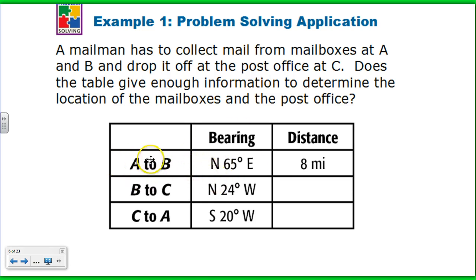We have AB, the segment AB would be found if we just face north and then turn 65 degrees east. Going from A to B is a distance of 8 miles, so we know that side, right? And then we would go from B to C by starting at B, where we ended up in this first case, and facing due north and turning 24 degrees to the west. And then finally we would, from C, face due south and go 20 degrees to the west.